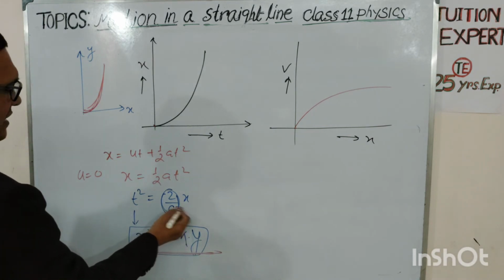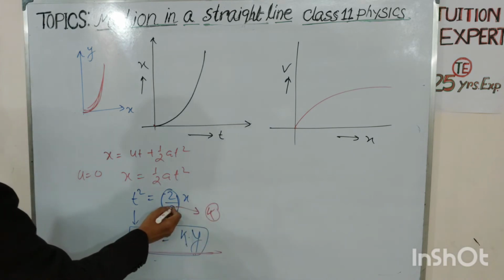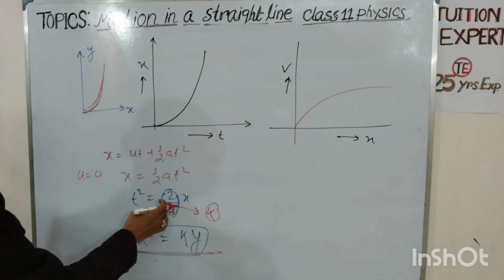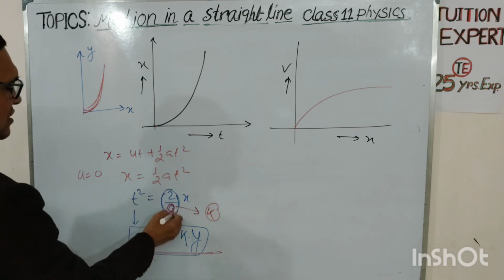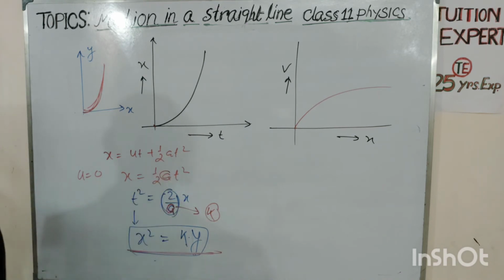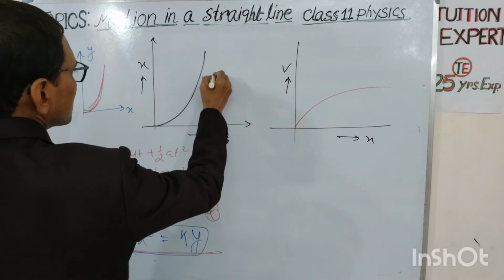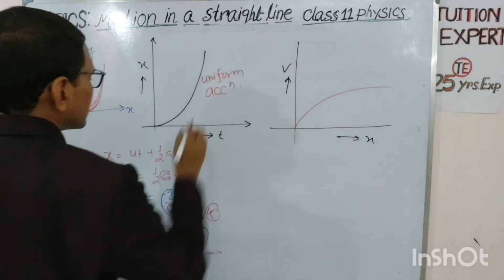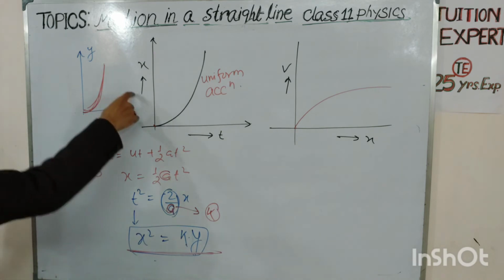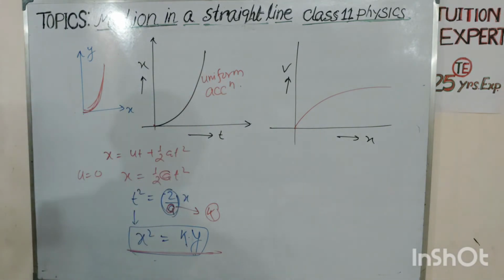Now this is k. So acceleration here is constant, and that's why we denote that this is constant. Acceleration is constant means that it is uniform acceleration. So the motion of the particle is uniform acceleration. If the x-t graph is this, the motion is uniform acceleration.